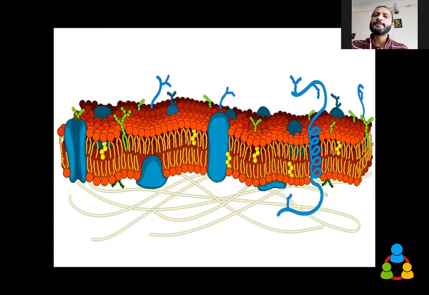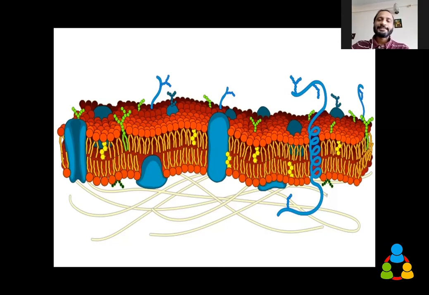You can see it has a double layer of lipid and protein. It is called a bilayer, a lipid bilayer. This structure is called a lipid bilayer. Enmeshed in this lipid bilayer are various proteins. These can be pores or holes by which things are taken in and out.